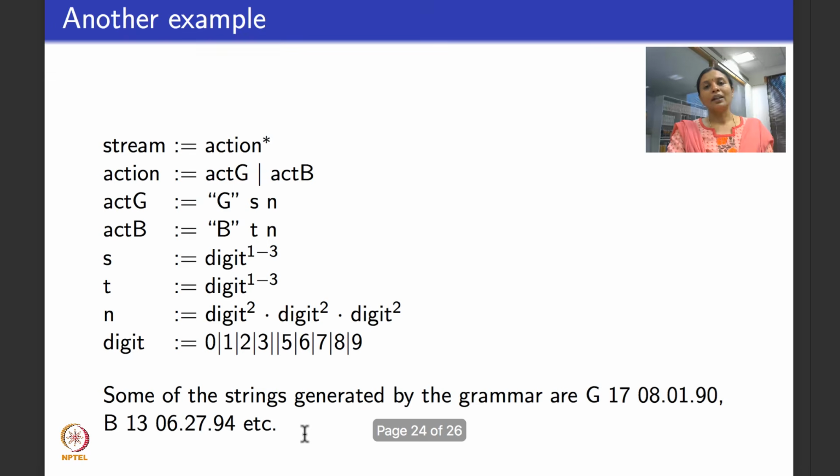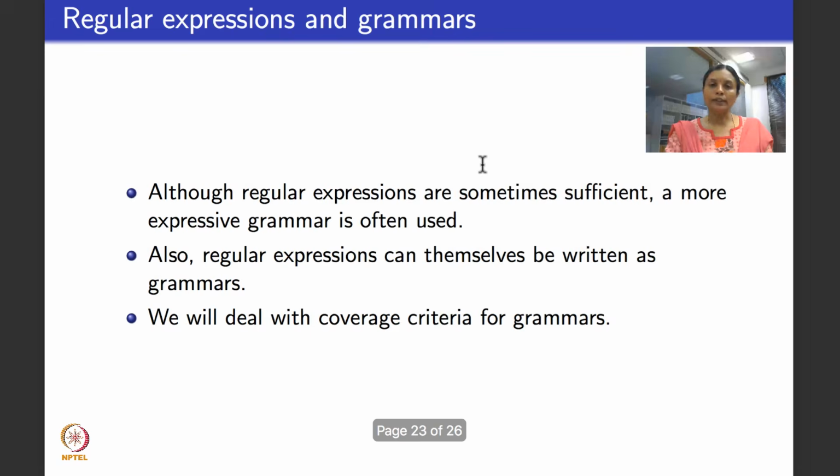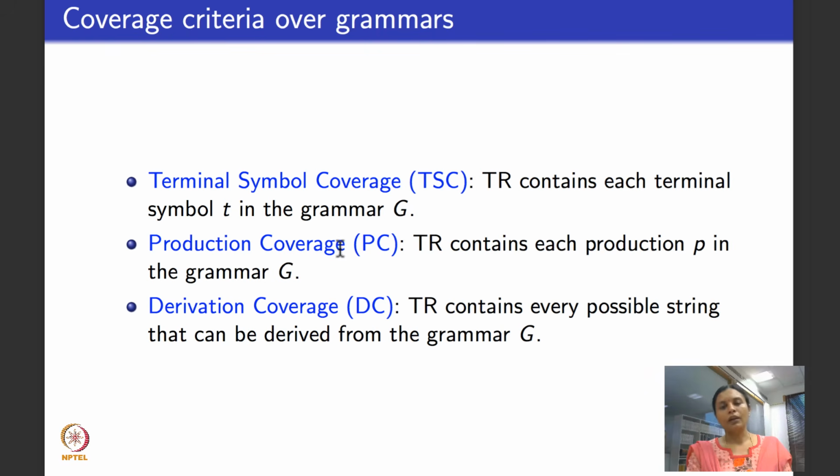So what do grammars contain? Grammars contain terminal symbols, non-terminal symbols, start symbol and production rules. So basically the rules say cover each of them. Cover every terminal symbol, called terminal symbol coverage, TSC. Test requirement contains each terminal symbol T in the grammar G. Cover every production rule, which is production coverage. TR contains each production P in the grammar G. And cover every derivation, DC, derivation coverage. TR contains every possible string that can be derived from the grammar G. We have not included non-terminal coverage because if you think about it, you'll realize it doesn't make much sense.